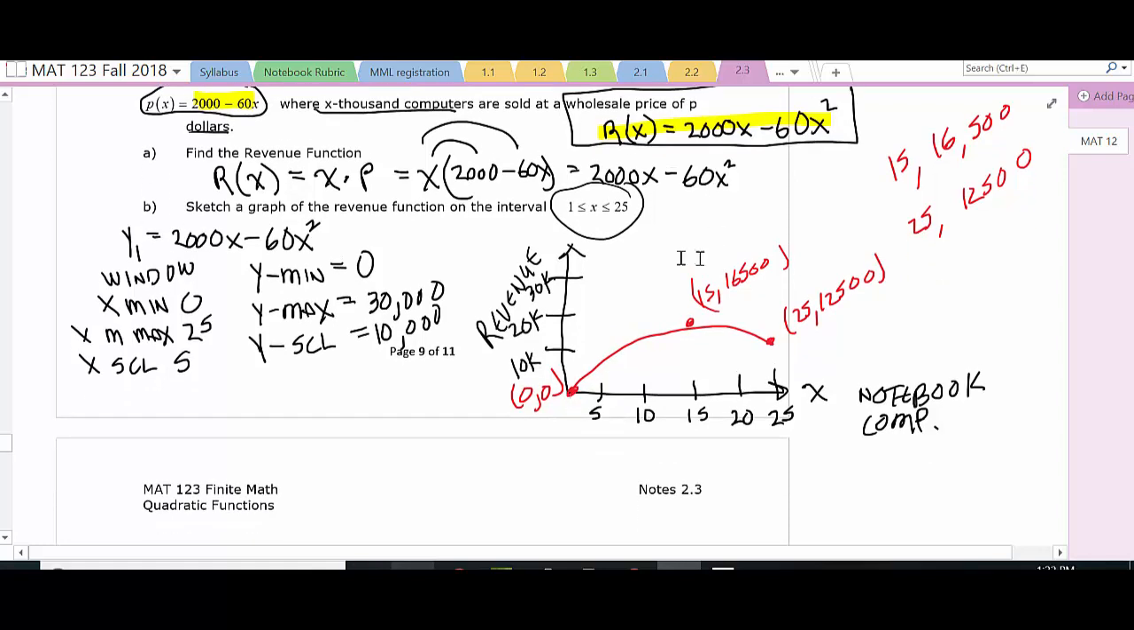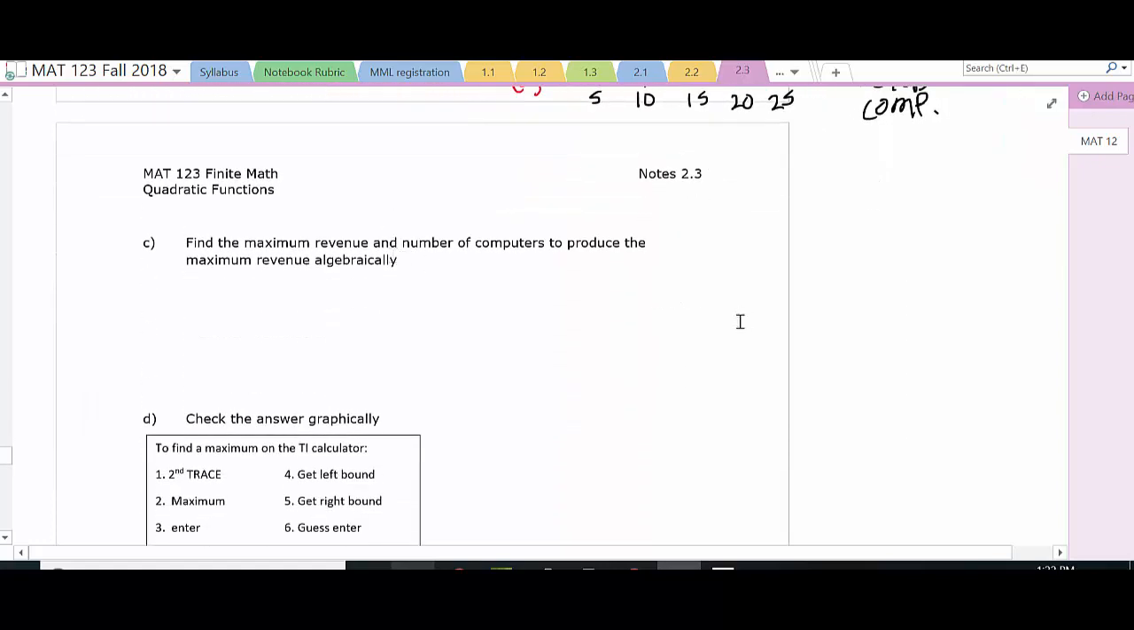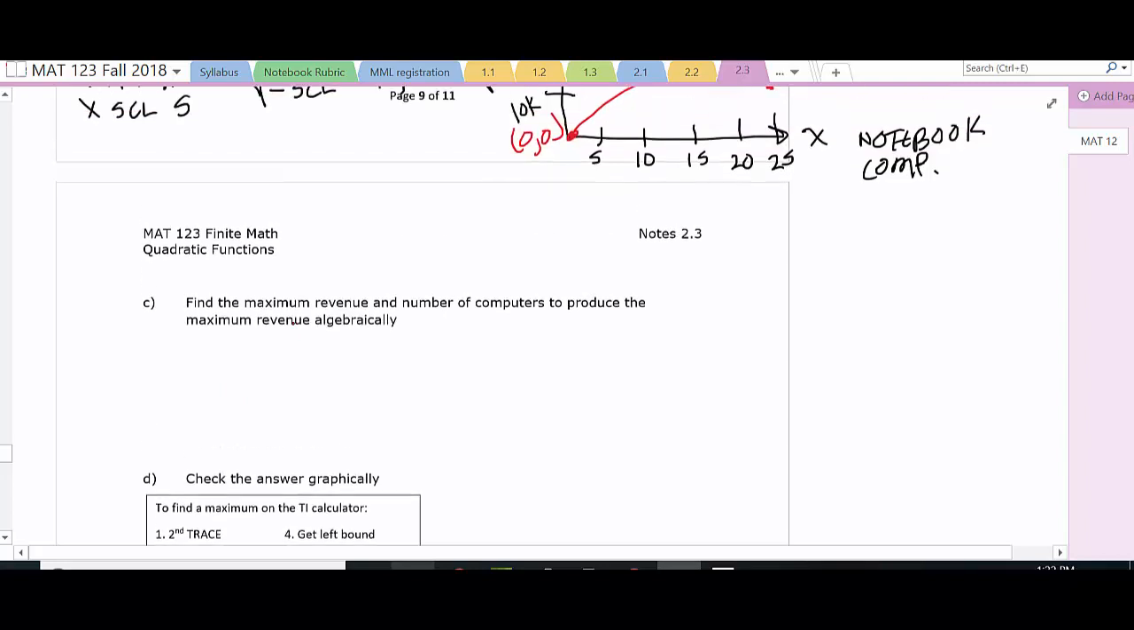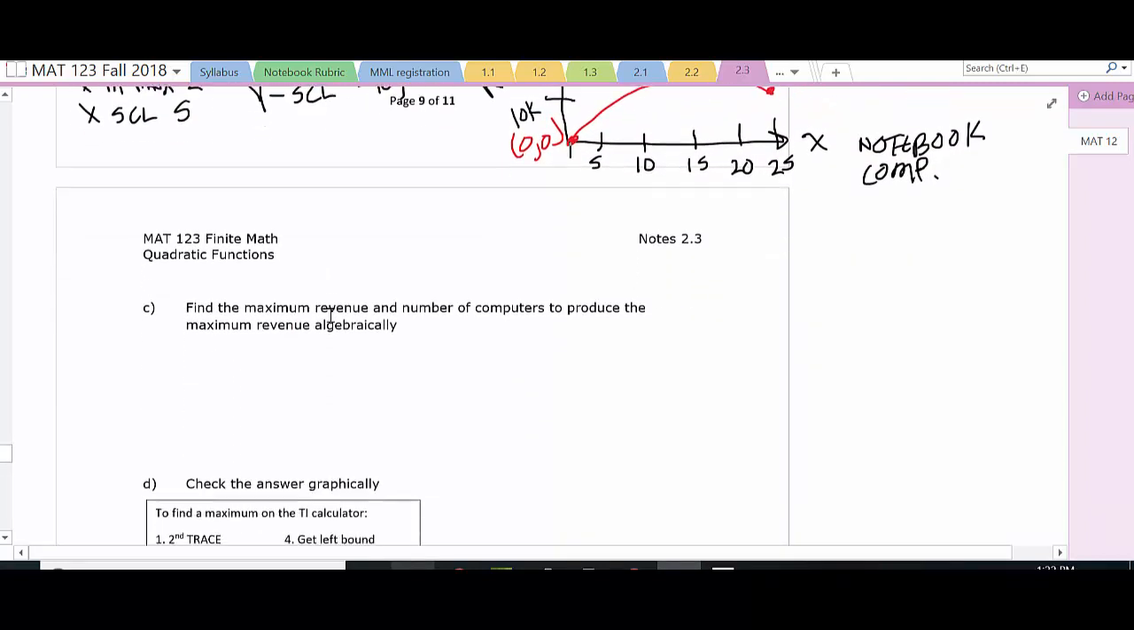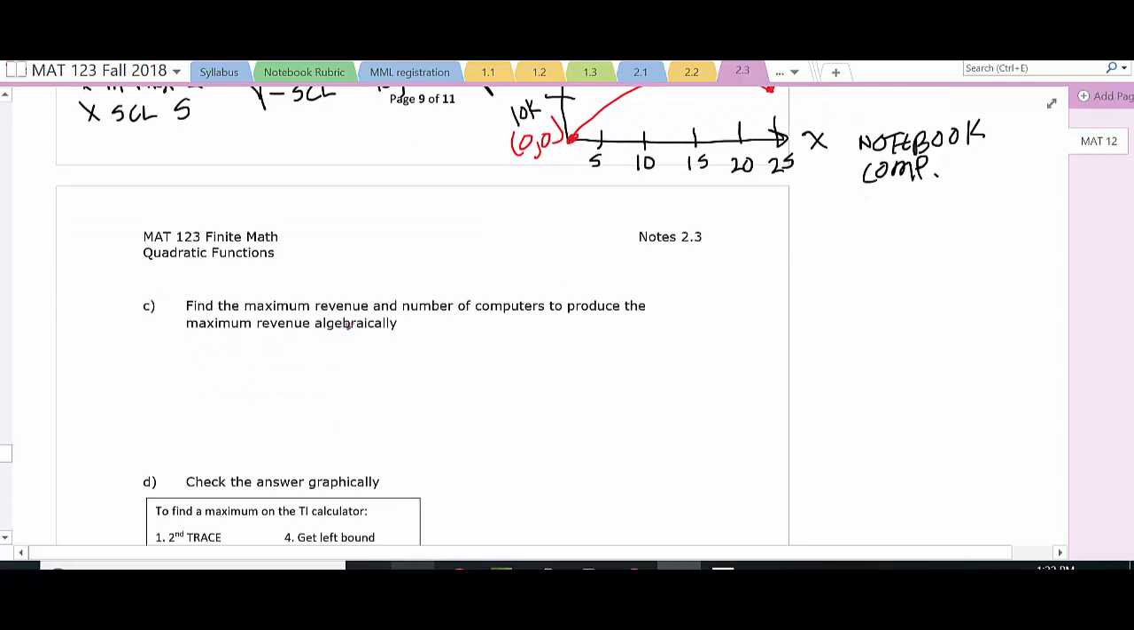Graph the revenue. You're going to do that with a calculator. I don't expect you to do that graph any other way except a calculator. Now, what we're going to do is I'm going to try the best I can to explain how to do this. You're going to find the maximum revenue.